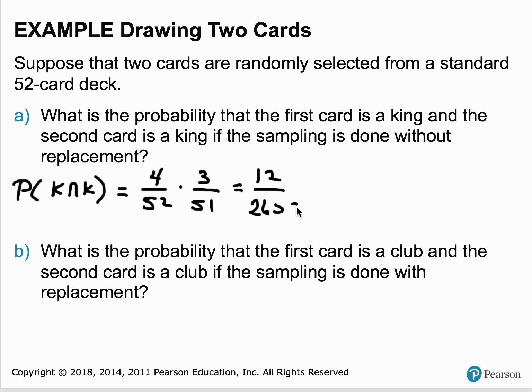2,652. And that will reduce to 1 out of 221.